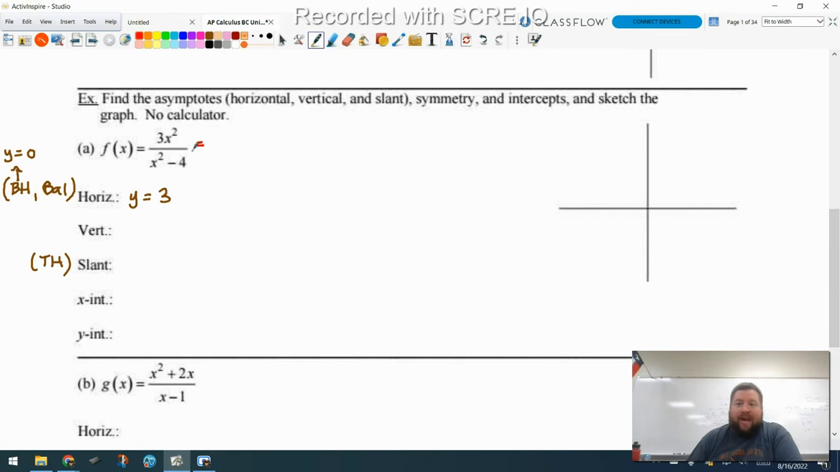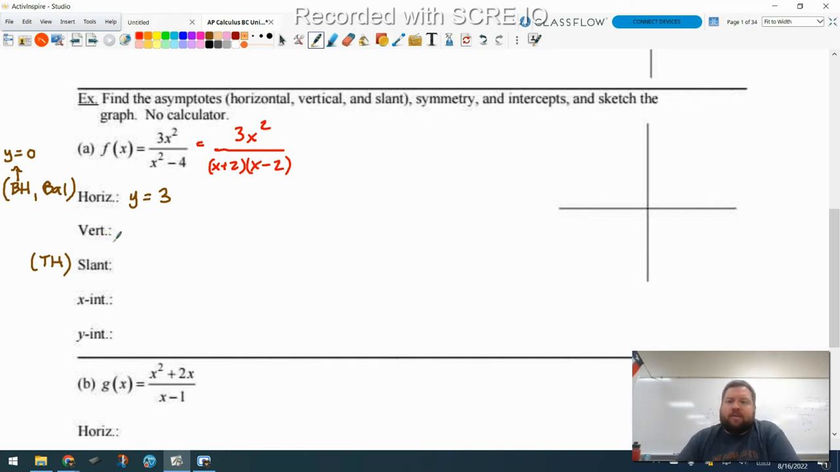So I'm actually going to factor this. The numerator can't factor, so we'll leave that alone. But this can factor into x plus 2 times x minus 2, difference of squares. All right, and you set your denominator equal to 0. Whenever your denominator is 0, that will produce a vertical asymptote.